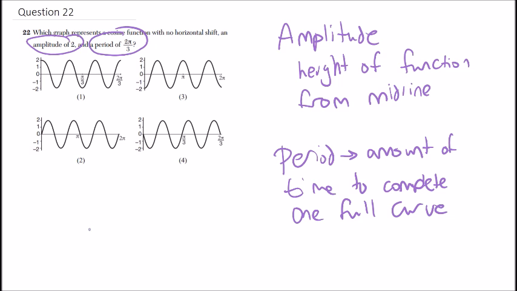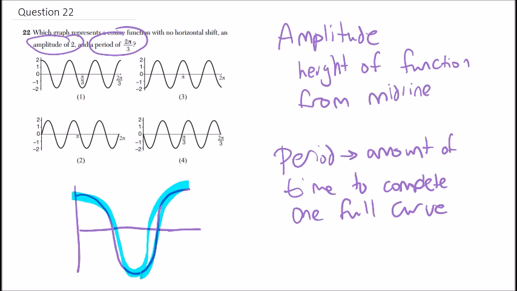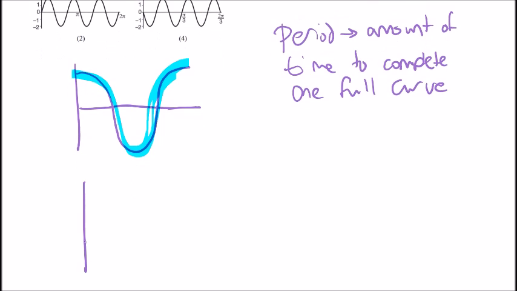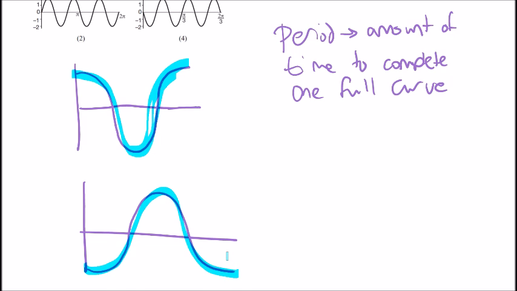Now, when we're dealing with cosine, a full cosine curve is going to be something that looks like this. That is, this is one full cosine curve. Now, it could be going up like this. It could also be going down. So it could be going like this. That would also be one full curve in this case.